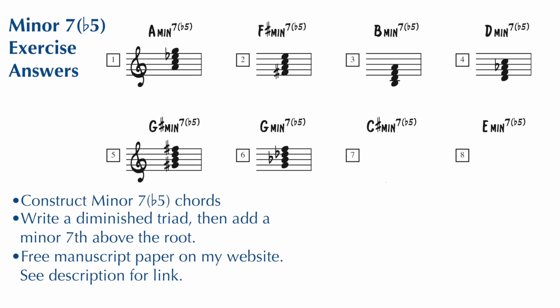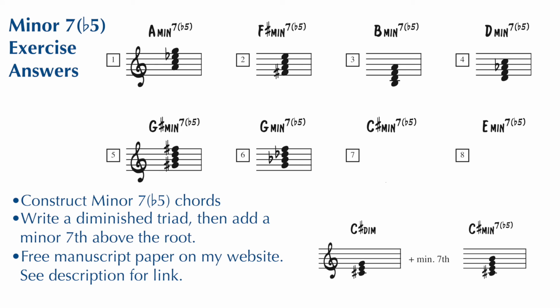Number 7, C sharp minor 7 flat 5. First construct a C sharp diminished triad. That's going to be C sharp, E, and G. Then we add a minor 7th above the root of the chord. The root of the chord, of course, is C sharp. Minor 7th above that is B. Stack them all up. We have C sharp, E, G, B. C sharp minor 7 flat 5.